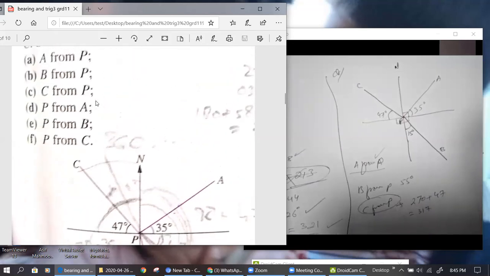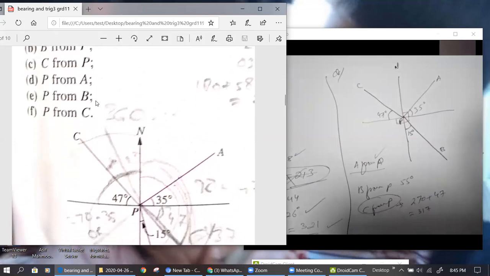C from P, you are done. B from P was 55. B from P is what you have to find. What is P to B? P to B.